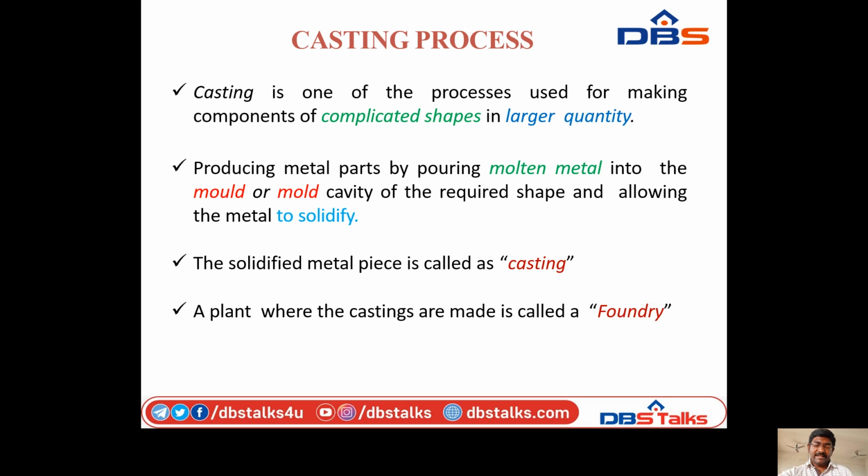When solidified, the desired metal object is taken out from the mold either by breaking the mold or taking the mold apart. The solidified metal piece is called a casting. The plant where the casting is made is called a foundry. The process is also called foundry.